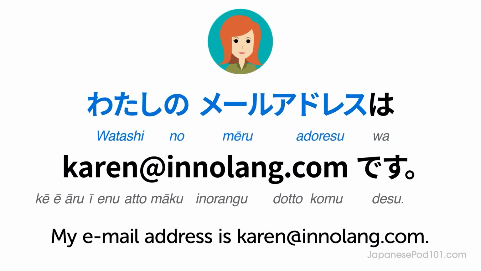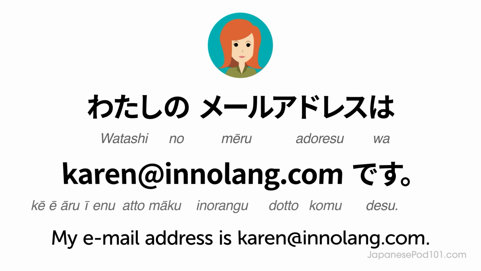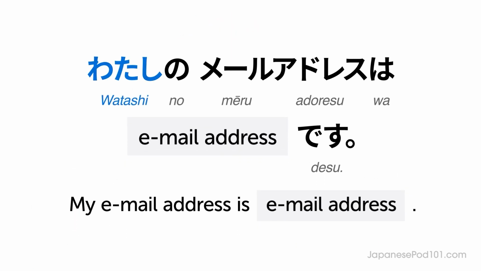私のメールアドレスは karen@inolang.com です。The pattern is 私のメールアドレスは email address です。My email address is email address. To use this pattern, simply replace the email address placeholder with your email address.